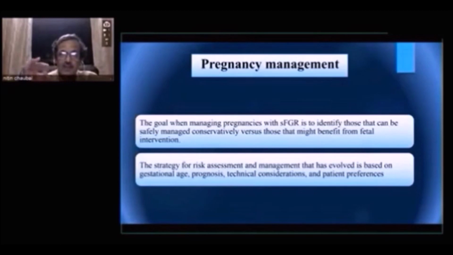Now the primary goal of managing pregnancies in sFGR is to identify those that can be safely managed conservatively versus those which benefit from fetal intervention. So this differentiation is very, very important. And this will be based on several factors, including gestational age, prognostic factors, some technical considerations, and of course, the patient preferences.